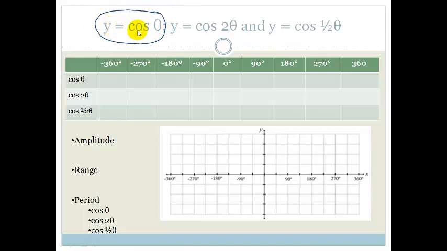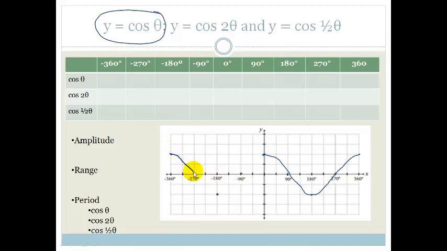Now, grade 11s, with all the practice we've had, you should be able to do this very easily. You should know that cos of 0 goes through 1, 90 goes through 0, 180 is minus 1, 270 is 0, and 360 is 1. If you're not sure, go check it out on your calculator. I guarantee you it's going to be that, if your calculator is on degrees.